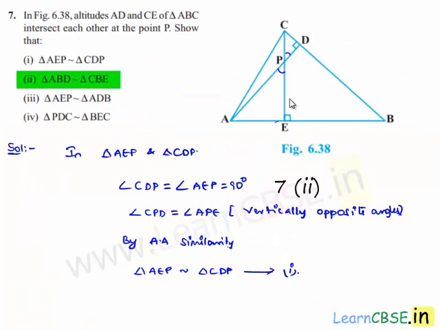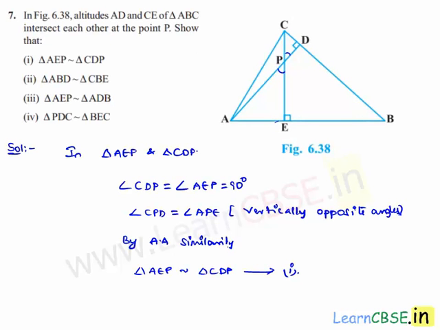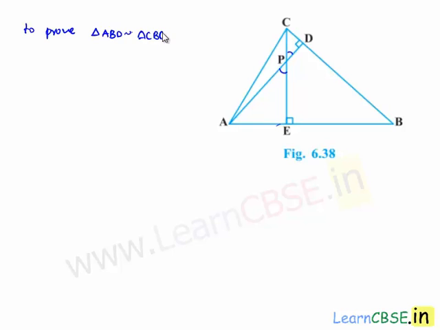Now let us move on to the second bit. Here we need to prove that triangle ABD is similar to triangle CBE. So in order to prove this, let us consider both the triangles, that is triangle ABD and triangle CBE. Here if we observe the figure, the two triangles are triangle ABD and triangle CBE.